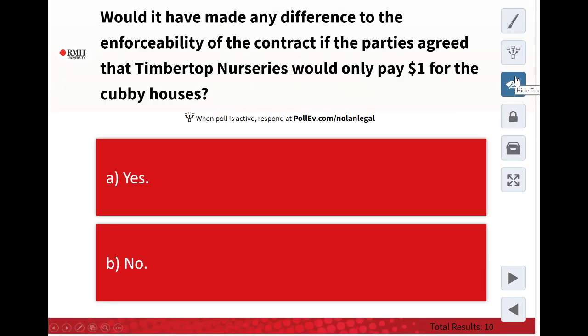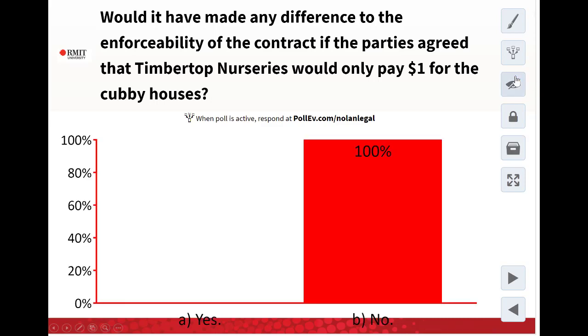So the next question was, would it have made any difference to the enforceability of the contract if the parties agreed that Timbertop Nurseries would only pay $1 for the cubby houses? Now, this raised a lot of conversation in the classroom. We're already in the position where we can see that $20,000 was a serious underquoting, so surely $1 isn't enough. And it fascinated me actually when this came up. Ultimately, now they've all gone to 100%. But we did move around a little bit in this area. Basically the answer to this is correct, no.